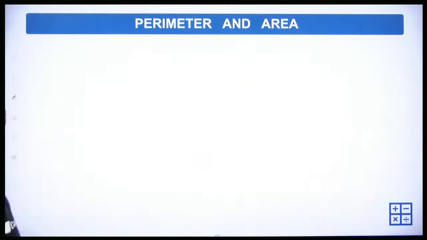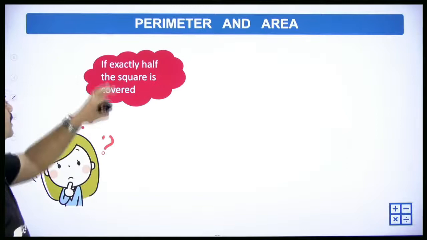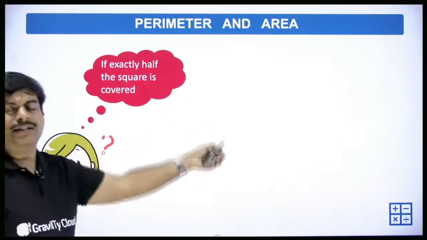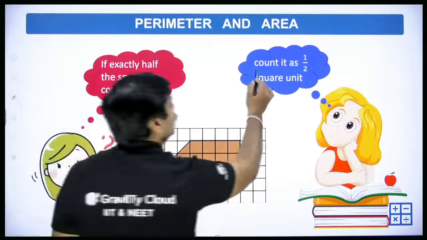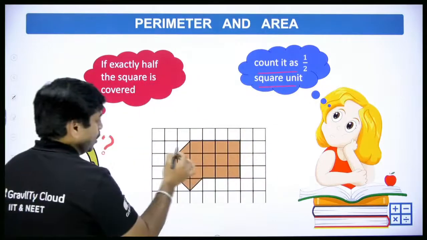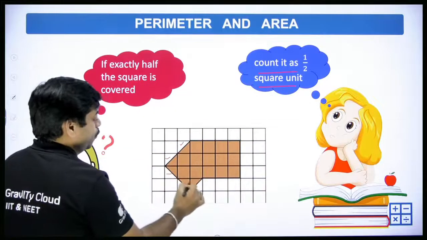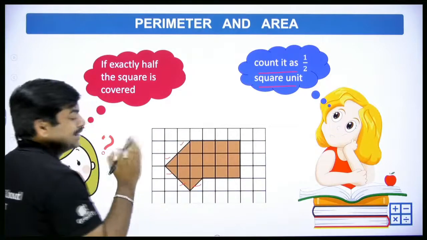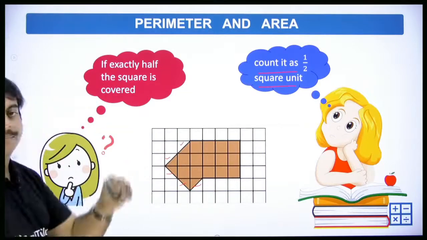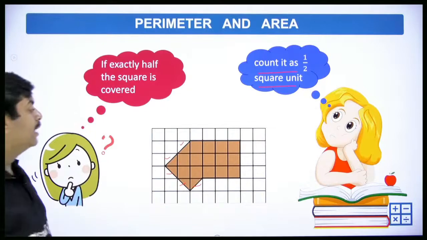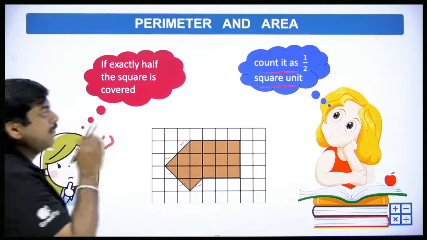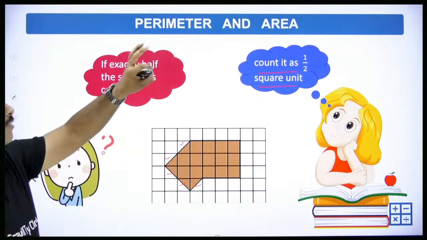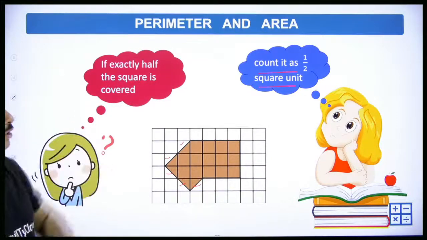So moving ahead for the next concept, if exactly half the square is covered, as we just discussed, count it as a half square unit. So exactly the same thing. 1, 2, 3, 4, 5. All these are exactly half. You can see the diagram carefully. In that case, you can include half. 1, 2, 3, 4, 5. There are 5 half square units, correct?